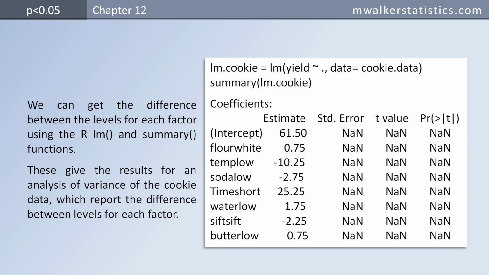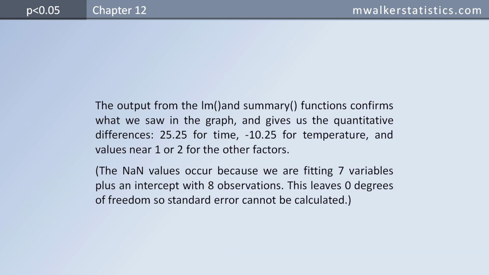We can get the difference between the levels for each factor using the lm and summary functions. These give the results for an analysis of variance of the cookie data, which report the difference between levels for each factor. The output from the lm and summary functions confirms what we saw in the graph and gives us the quantitative differences: 25.25 for time, minus 10.25 for temperature, and values near 1 or 2 for the other factors. The NaN values occur because we are fitting 7 variables plus an intercept with 8 observations. This leaves 0 degrees of freedom, so standard error cannot be calculated.